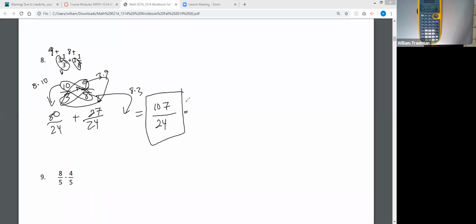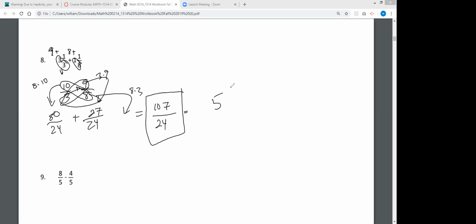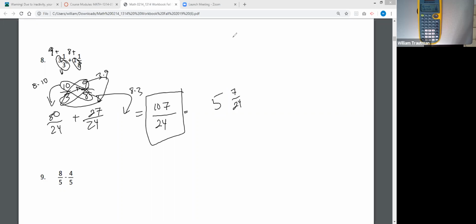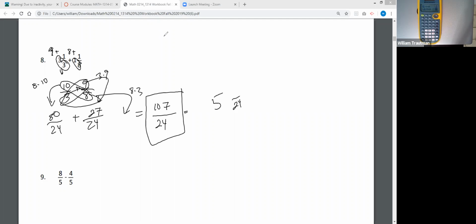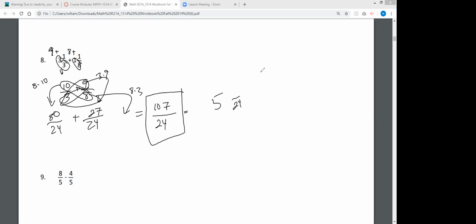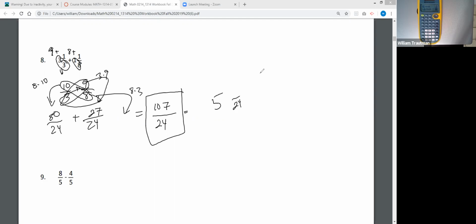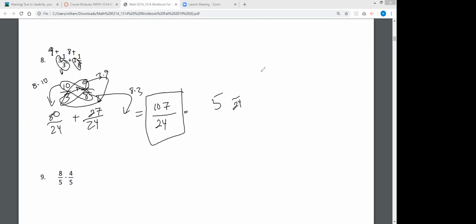Let's put it in your calculator. Somebody tell me what the mixed number answer is. Anybody? 107 over 24. Change it to a mixed number. I just want to make sure you guys are using your calculator. 24.